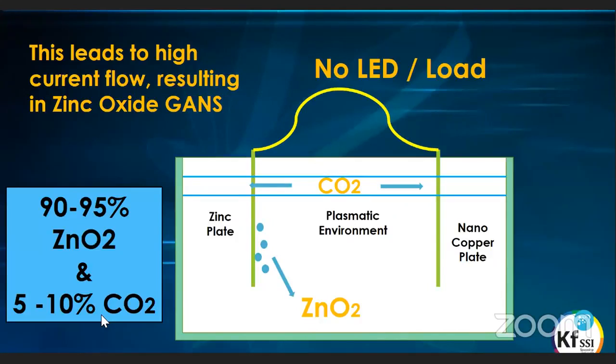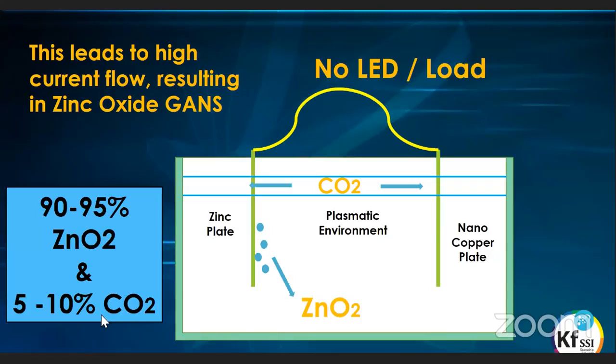So without that LED, or without any load between the two wires, it leads to a high current flow between the two plates. And so this results in more formation of zinc oxide than CO2. So in this process, we're creating GANs material at the bottom of the container, which is probably around 90–95% zinc oxide and only 5 to 10% CO2.